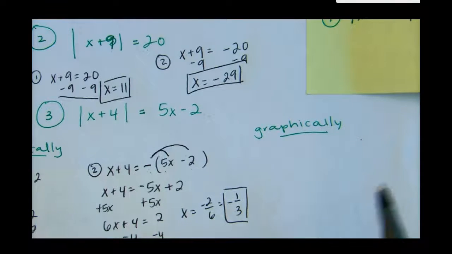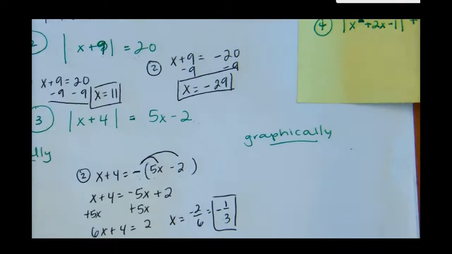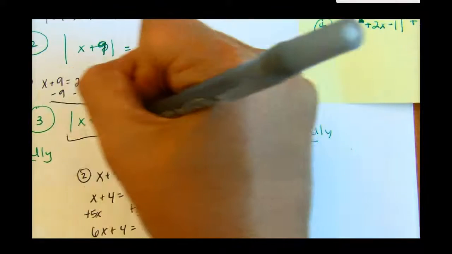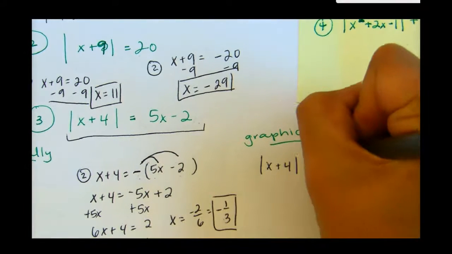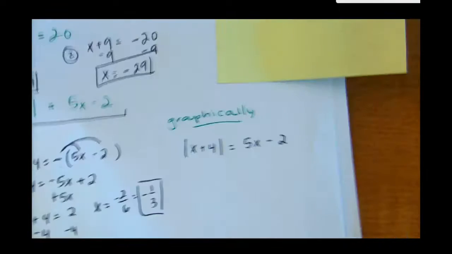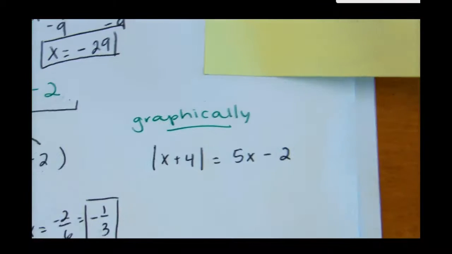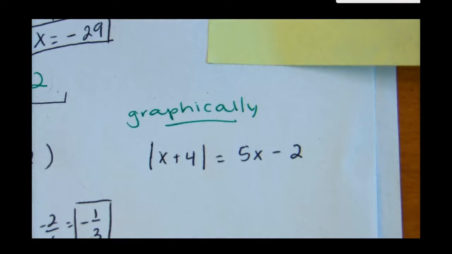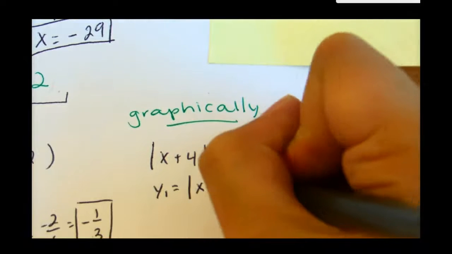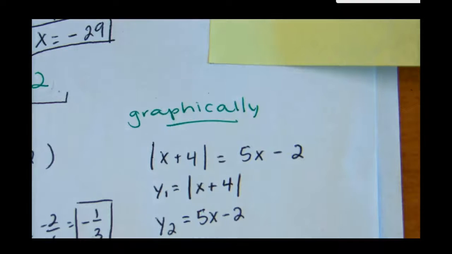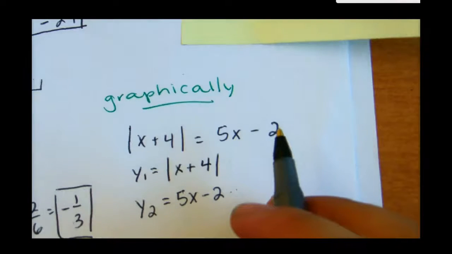When you've got solutions to your absolute value equation, you can always check this graphically. If I went back to this equation, the absolute value of x plus 4 equals 5x minus 2, and I want to solve that graphically, I can use my graphing calculator, setting my y1 equal to the absolute value of x plus 4, and my y2 equal to 5x minus 2. Just as a reminder, I'm looking for where these two graphs intersect.